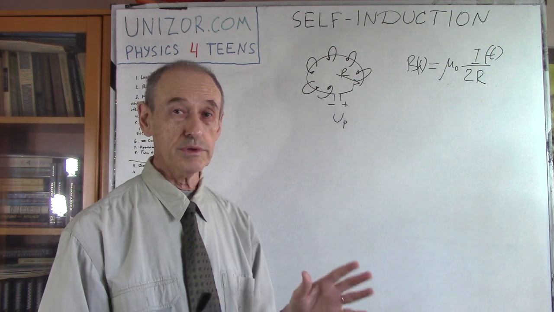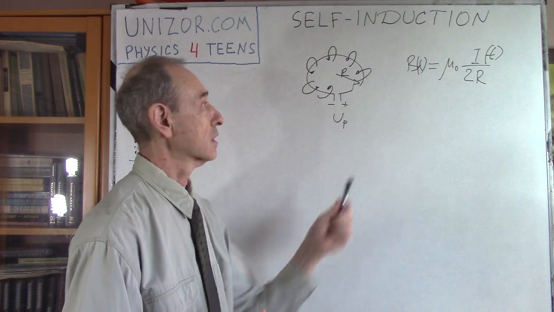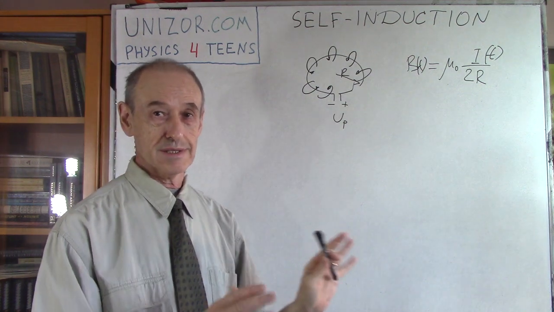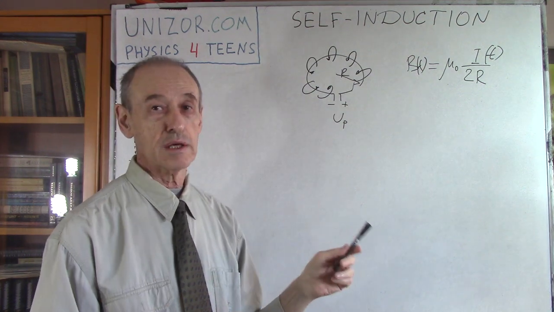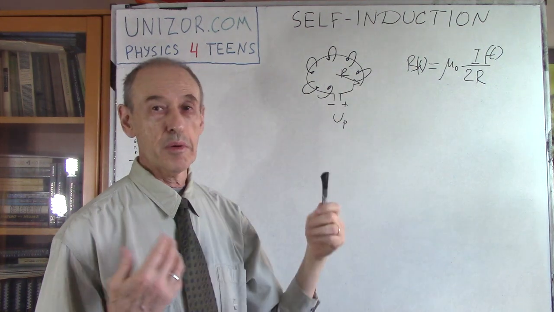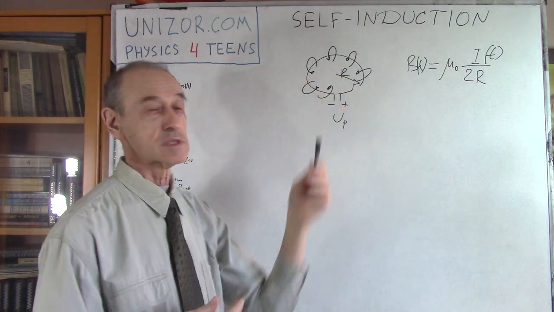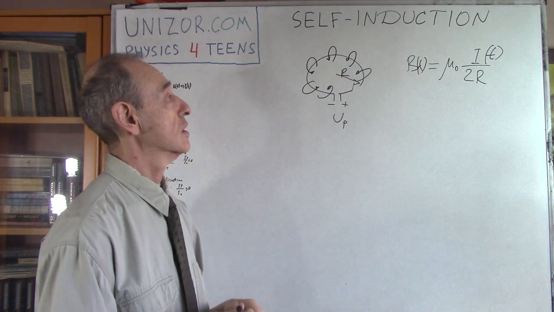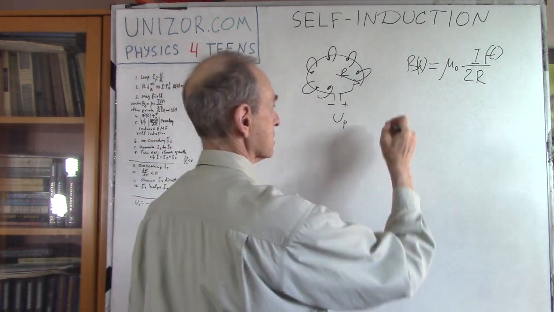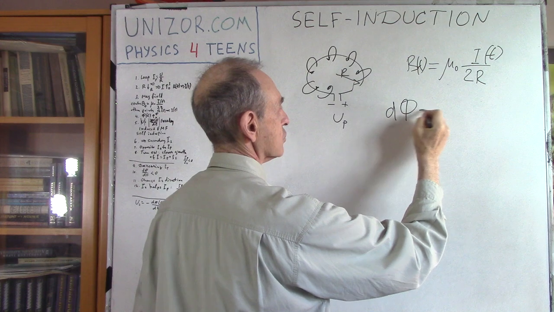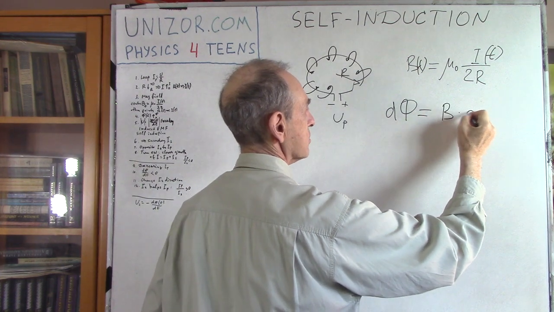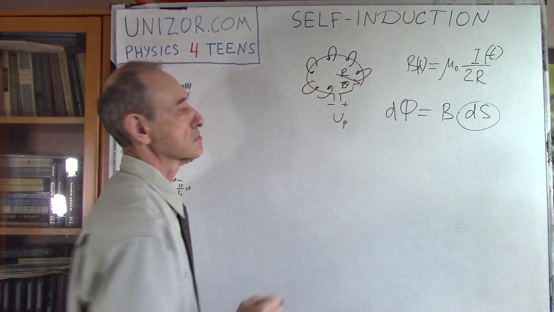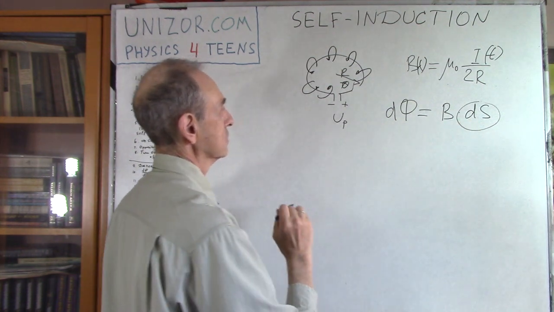Okay, so what's important is magnetic flux. But look, if my intensity of the field is changing, my loop stays as it is. So magnetic flux is basically the amount of magnetic intensity going through the area of this loop, right? So at any point, the differential of flux is equal to B times the differential of area. So somewhere here, for instance, this is my little area, the differential of the area.